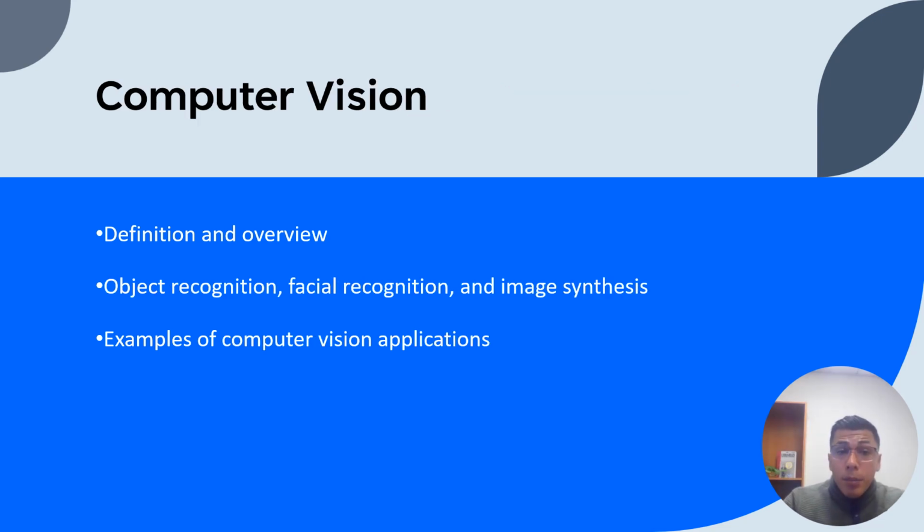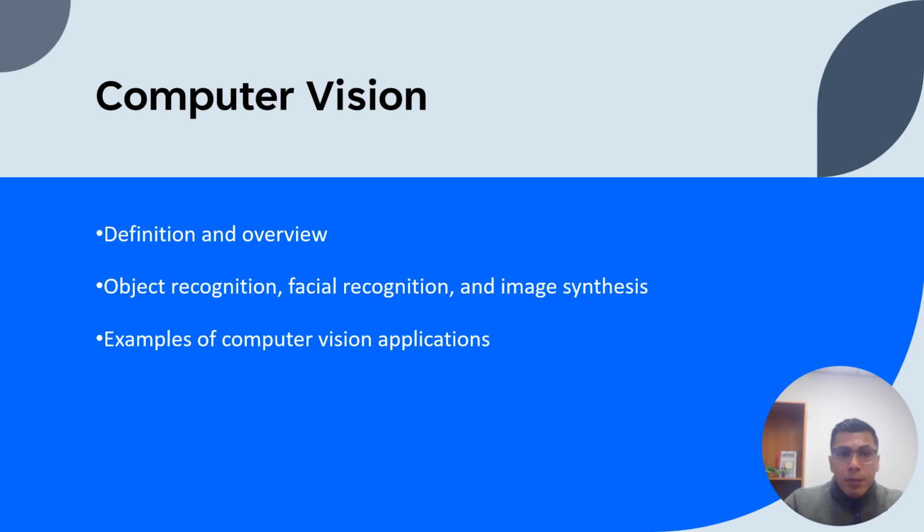Which does bring us to the third component of AI systems, which is computer vision, a field that enables computers to gain a high level of understanding of digital images or videos. This understanding allows AI systems to recognize, interpret, and process visual information in a way that simulates human vision. Some common computer vision tasks include object recognition, facial recognition, and image synthesis. Object recognition involves identifying and classifying objects within images or videos. This can be useful in applications such as self-driving cars, which need to recognize and respond to various objects like pedestrians, traffic signs, or other vehicles.